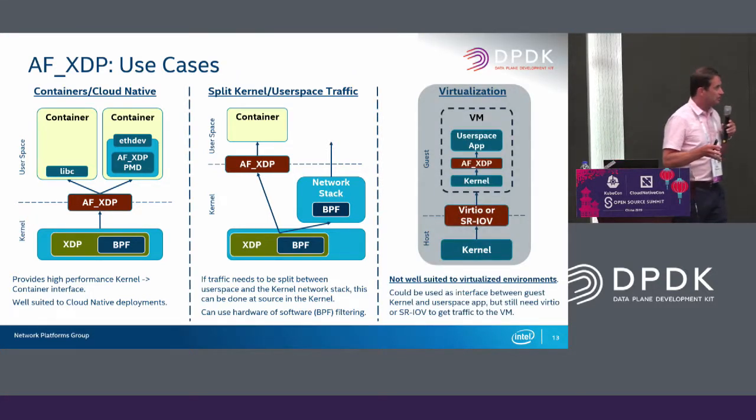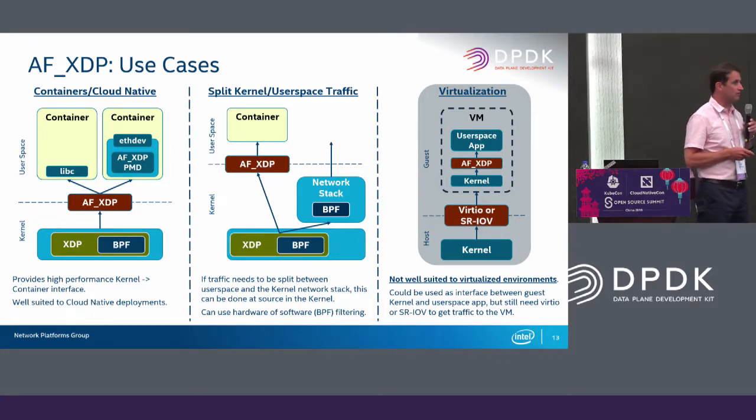And the third area, and this is grayed out because it's not really a good fit for AF_XDP, but just because it's a question that people ask, I wanted to put it in just for context, is how it works in a virtualized environment. So you can use AF_XDP between the guest kernel and the user space application. The downside is that you still need a way to route traffic to the guest. So that still has to go via VirtIO or SRIOV. So if you're routing here to the guest via VirtIO or SRIOV, then the benefit of doing AF_XDP in the guest is minimal. So it's grayed out because we don't really see that as a target use case at the moment.